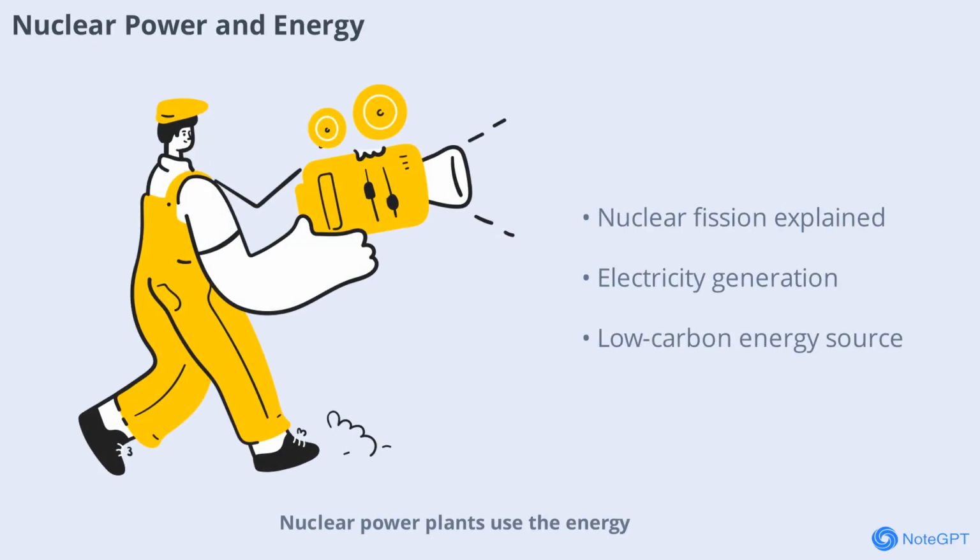Nuclear power plants use the energy released by radioactive decay to generate electricity. In these plants, uranium atoms undergo fission, a special type of decay that splits the nucleus and releases a huge amount of energy.